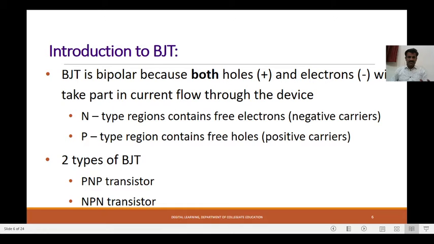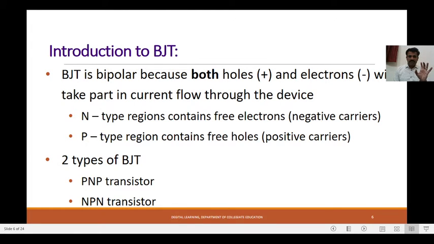These BJTs carry two types of carriers, holes and electrons. The two types of charge carriers in BJTs take part in current flow, hence the name bipolar. The name bipolar is because it has two types of charge carriers: holes and electrons.